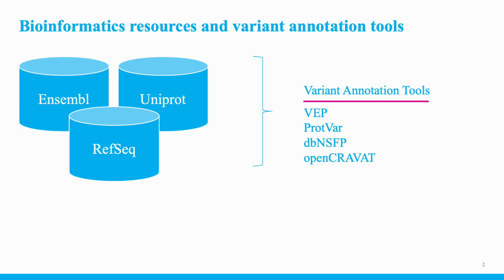Bioinformatics resources like Ensembl, UniProt, and RefSeq, as well as variant annotation tools like VEP, ANNOVAR, dbNSFP, and OpenCRAVAT, are continually updated with the most current genetic and molecular information. These updates may involve changes to the mappings between nucleotide variant coordinates and amino acid variant positions, the actual protein sequence itself, or the designation of a canonical status to an isoform, among many other types of information.